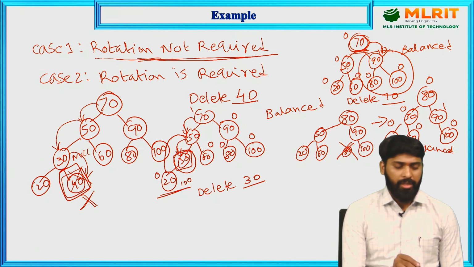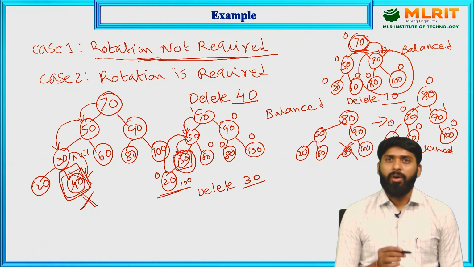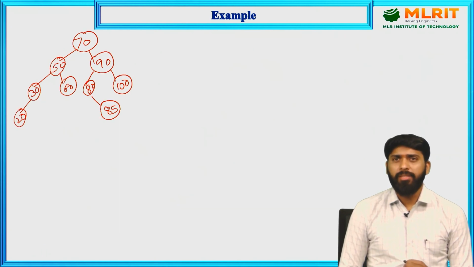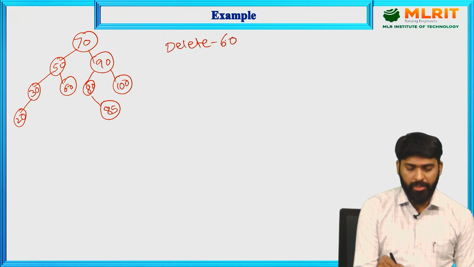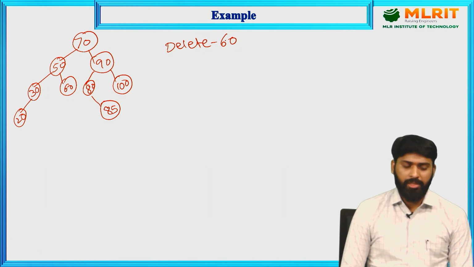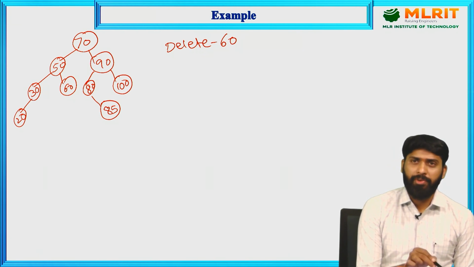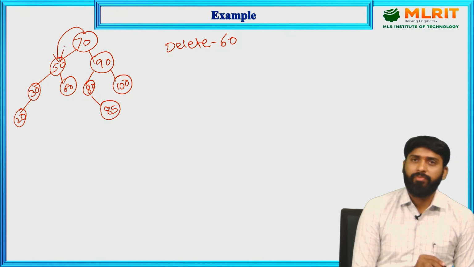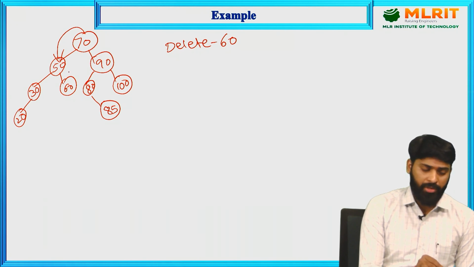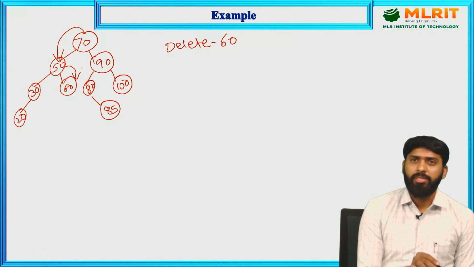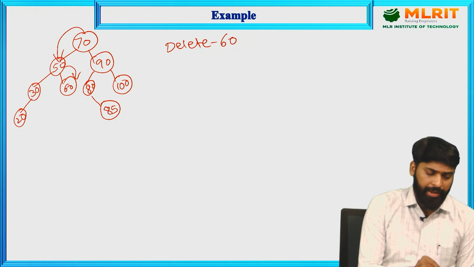Now we see case 2, that is, after deletion the rotation may be required. So consider this example. Here I am trying to delete 60. 60 is less than 70? Yes, true. So traverse to the left side. 50: 60 is less than 50? No. 60 is greater than 50, so traverse to the right side. 60 is less than 60? No. 60 is greater than 60? No. That means the element is found.